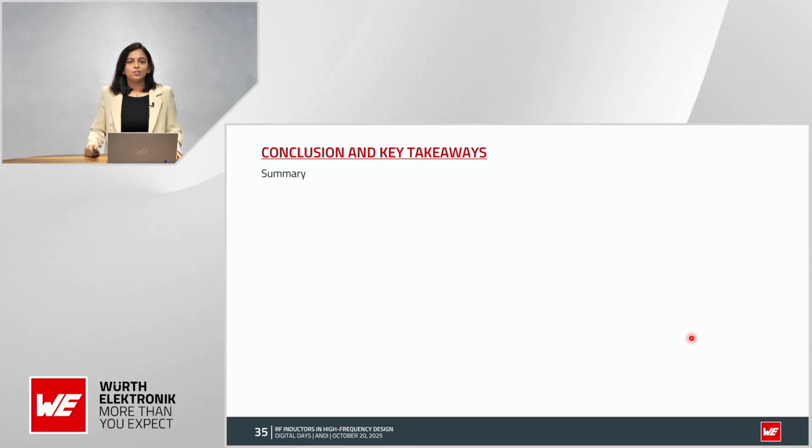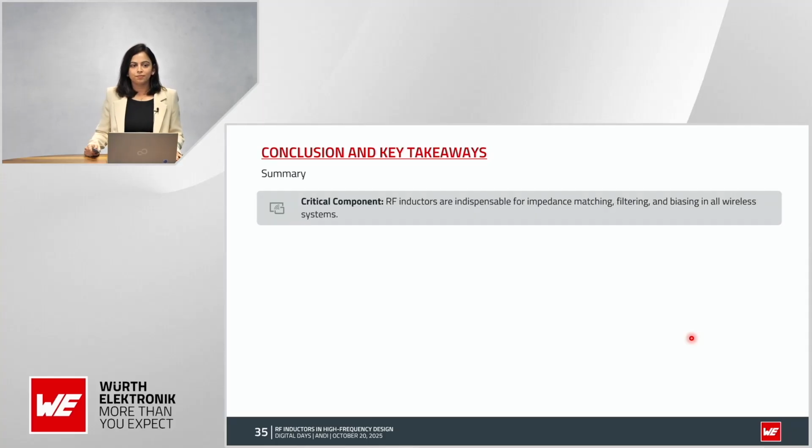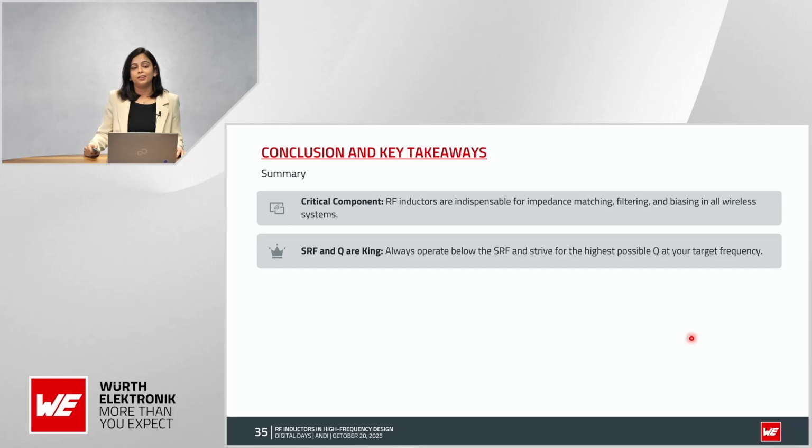Now, the conclusion and the key takeaways. So, I'd say the RF inductor is a critical component that is indispensable for impedance matching, filtering, and biasing in wireless systems. SRF and Q factor are the king. Always operate below the SRF and strive for the highest quality factor at your target frequency.